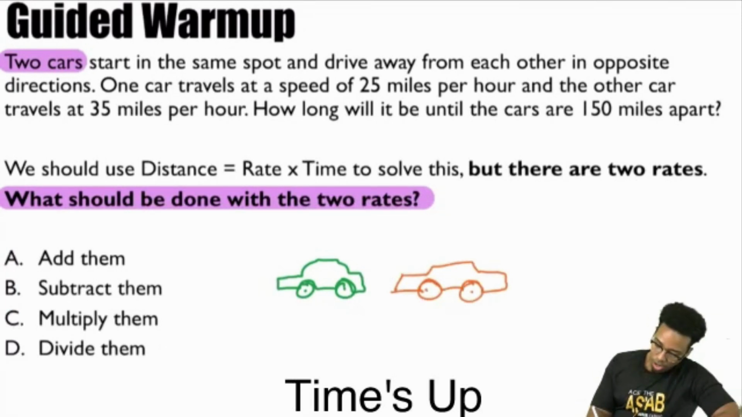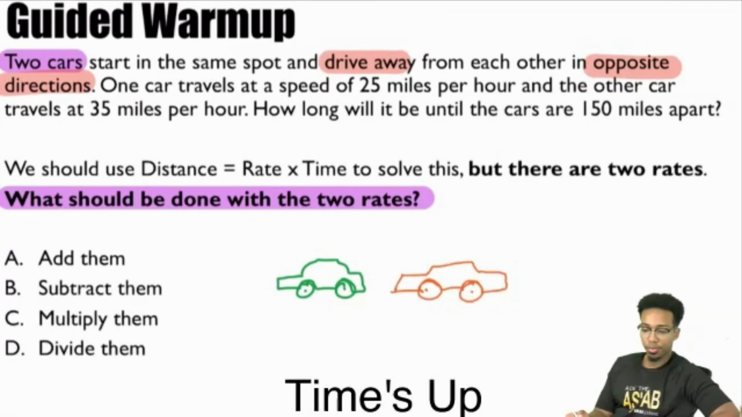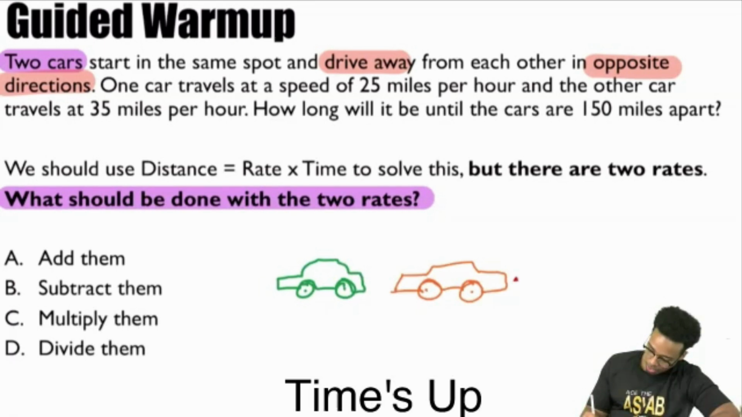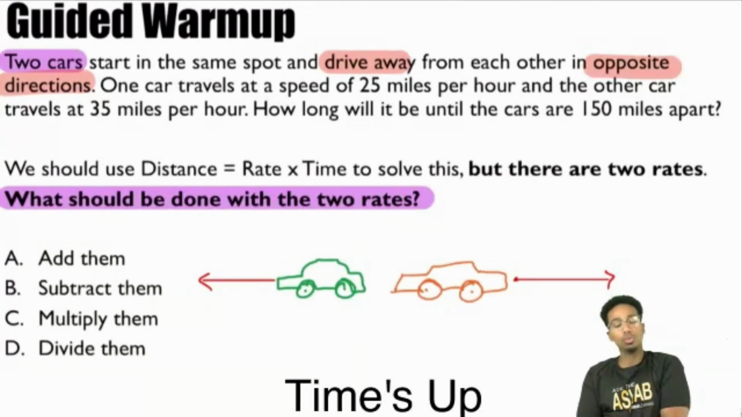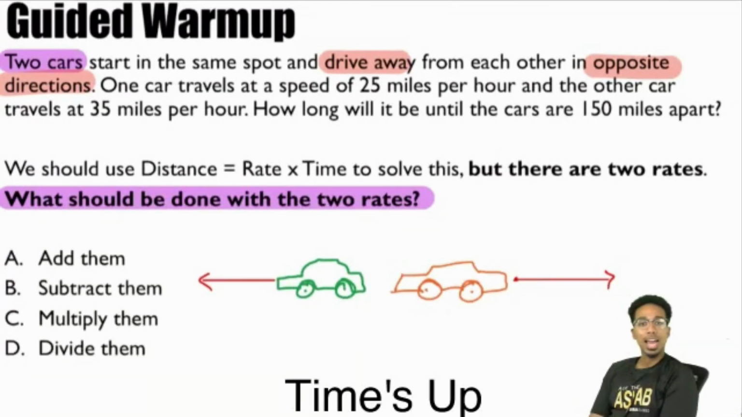So we have two cars start in the same spot and drive away from each other in opposite directions. So everybody, what's the key phrase right there? Drive away, opposite directions. Drive away in opposite directions. And so when we check out their paths, we have one car going this way. We got one car going that way. Everybody, what did we say that we should do when it comes to two objects interacting, going in opposite directions?